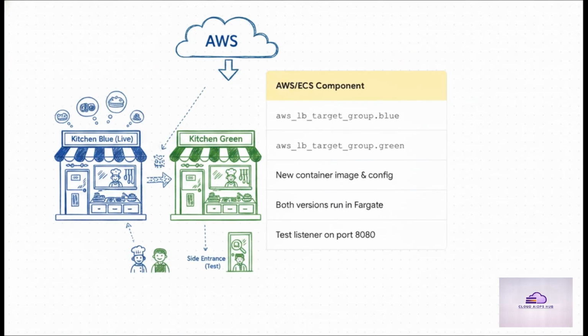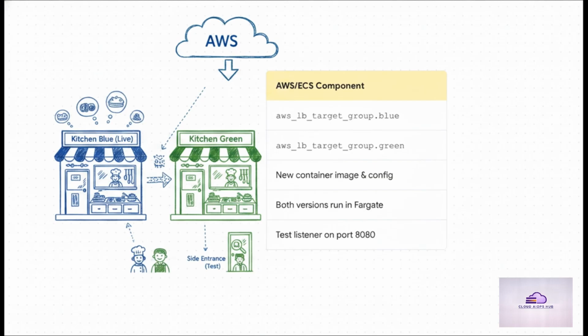All right, so our restaurant itself, that represents our two identical ECS environments running right next to each other. Kitchen Blue, the one that's live and serving all our happy customers, that maps directly to our Blue AWS load balancer target group. That's our production version. And Kitchen Green, the one we're getting ready in the back, well, that's our green target group, and it's got all our new code. The new recipes and equipment, that's just our new container image and all the new configuration that goes with it. And this part's key. Both kitchens are fully staffed. That means both versions of our app are running at the same time in ECS Fargate.